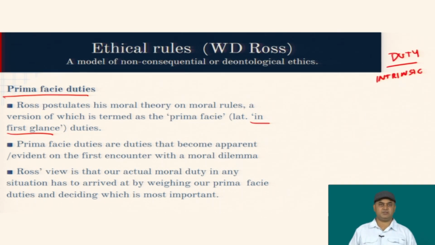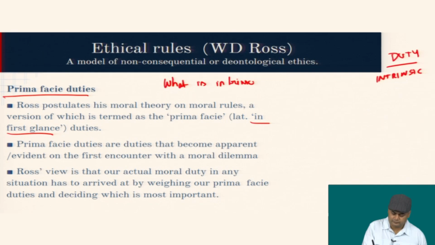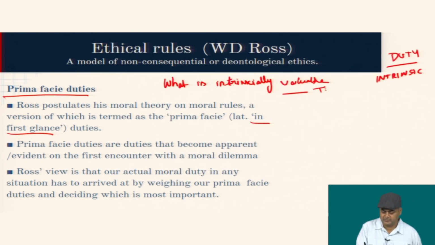But what is intrinsically valuable? That is to be articulated by a theory. So, please keep this in mind in case there is ever a confusion between whether deontological ethics is a theory or, say, ethical rules by Ross, prima facie duty, is a theory. What is intrinsically valuable is described by the theory. So, for W. D. Ross, some ethical rules that he gives out is what is intrinsically valuable.